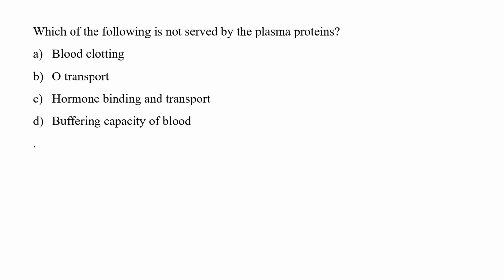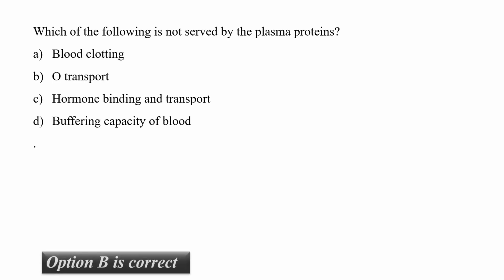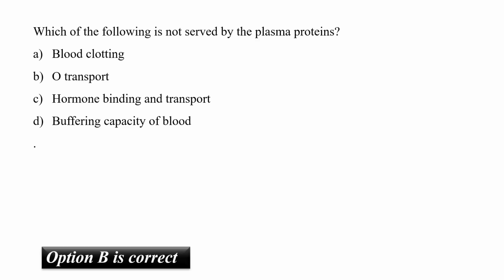Which of the following is not served by the plasma proteins? Blood clotting, oxygen transport, hormone binding and transport, or buffering capacity of the blood. Transport of oxygen is a function of hemoglobin, which is absent in plasma, rather present in RBC. So oxygen transport cannot be performed by the plasma protein, rather by RBC protein.